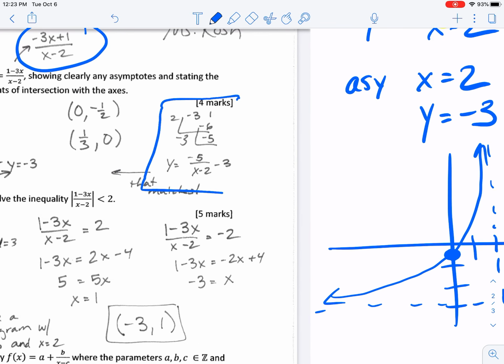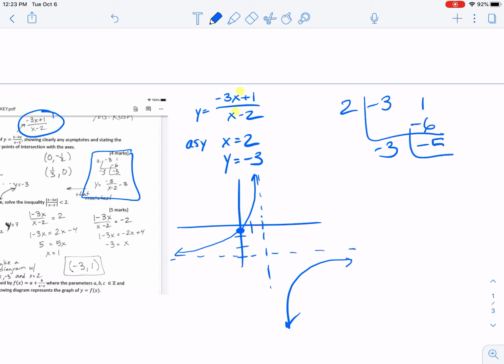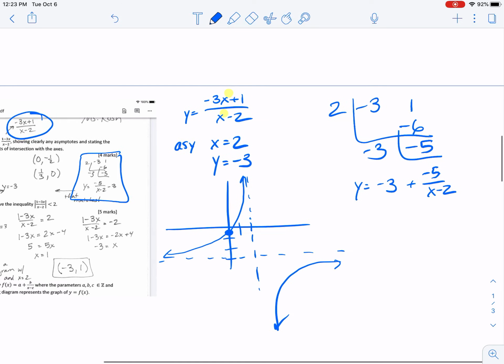Now, it also is helpful to look and see what the transformations are, and that's what I did with this right here. I wrote down my leading coefficients, which were just negative 3 and 1, and I'm dividing by a positive 2. Bring down the negative 3, times 2 is negative 6. This gives me a negative 5. So y is equal to negative 3 plus negative 5 over x minus 2. That's not the form where we can see the transformations, but it's really close.